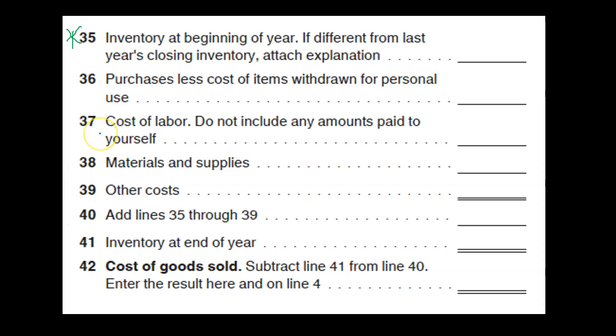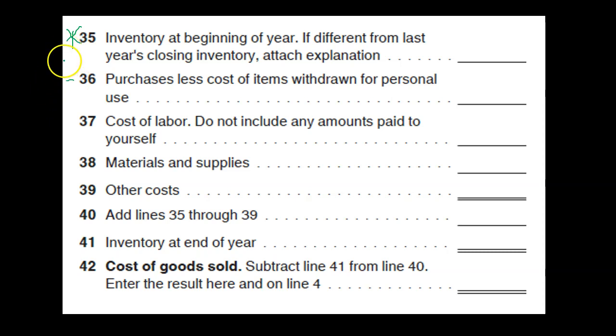Then we have the purchases less cost of items withdrawn for personal use. Then 37, cost of labor. Do not include any amounts paid to yourself. Then we have the materials and supplies, other costs. So these are all going to be the things that would be increasing the costs. And typically, if you're a merchandising company, you would have basically the purchases, because you would just be buying inventory, marking it up, and selling it in that case.